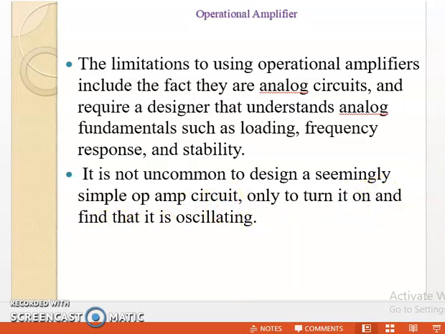So in this way, the remaining matter, different types of op-amps, we will see in the next lecture.